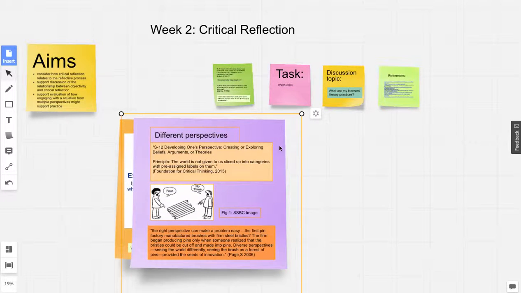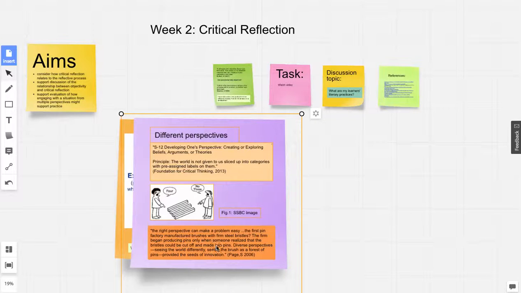And we've talked about this briefly already. So the Foundation for Critical Thinking has a whole set of ideas. They put together a whole set of standards, and one of them is totally dedicated to developing one's perspective, to creating or exploring beliefs, arguments or theories. And their underlying principle is that the world is not given to us sliced up into categories with pre-assigned labels on them. And I'm sure you all know this already. Quite like the image. It is the same thing, but these two people see the particular issue from totally different perspectives, and both of course are accurate. It all depends on our visual perceptions here.